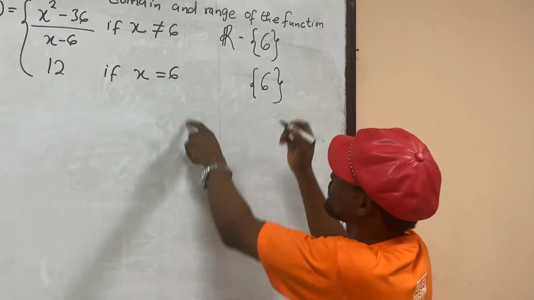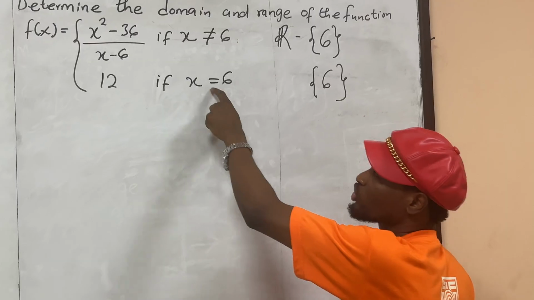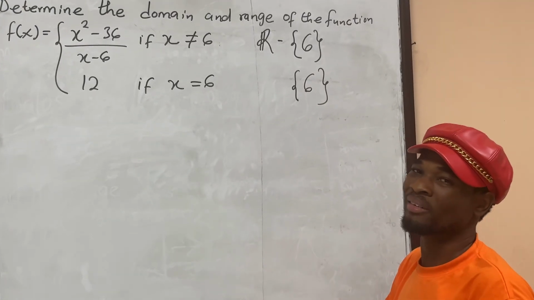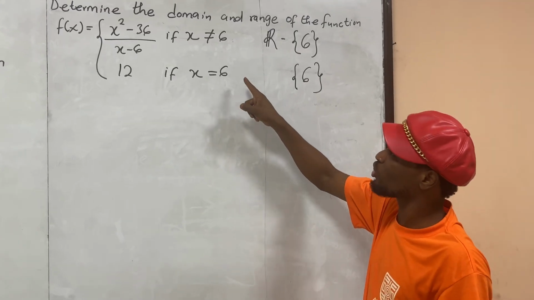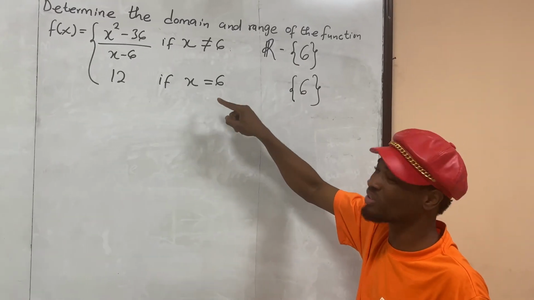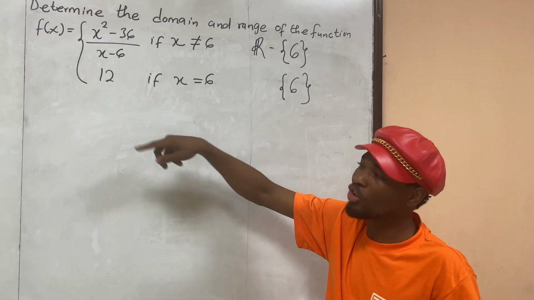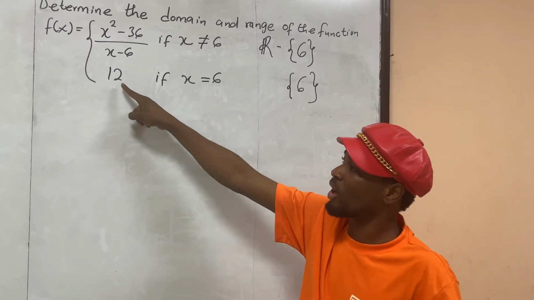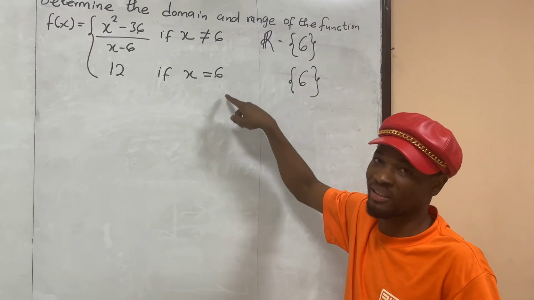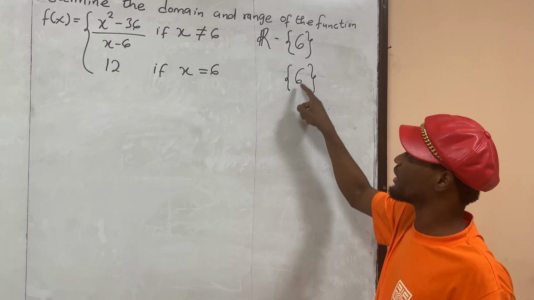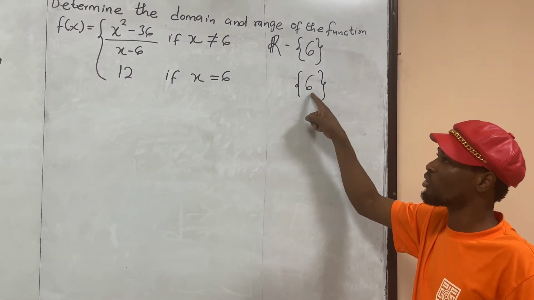So we are saying f of x is equal to 12 if x is equal to 6, which means it belongs to the value 6. So how do we write the domain for a function like this? We have a constant function. If x is equal to a specific number, which is 6, then the domain is simply: you open your curly bracket, you put 6 at that point.